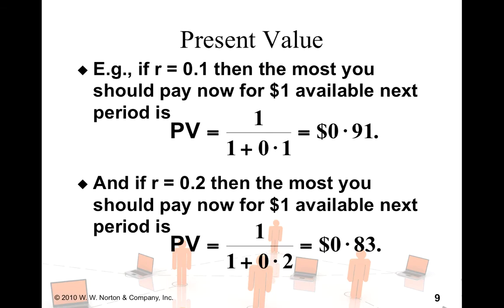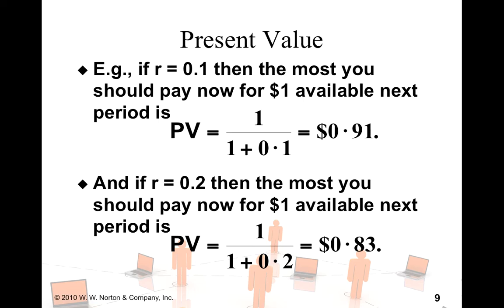How does this look with numbers? So for example, let's say that r is 10%. Then the most you should pay now for a dollar available next period is 1 divided by 1 plus 0.1, which is 91 cents. If the rate of interest that you are facing is 10%, then you should not pay anything more than 91 cents today in order to get a dollar at the start of the next period.